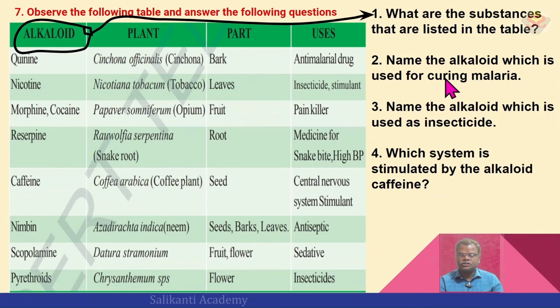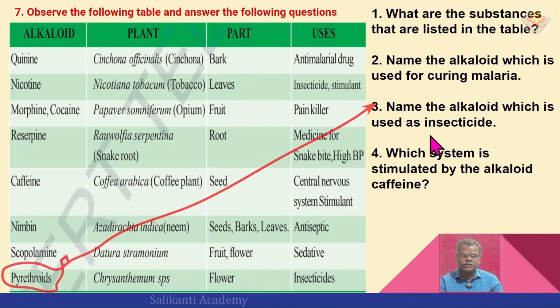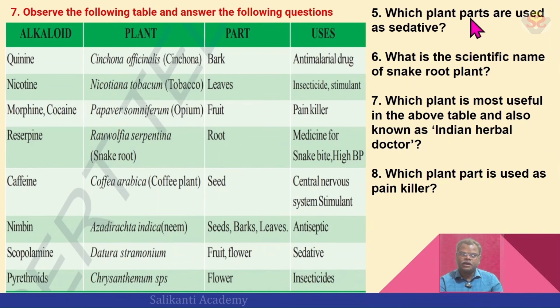Name the alkaloid which is used for curing malaria. Quinine. Name the alkaloid which is used as insecticide. Pyrethroids. Which system is stimulated by the alkaloid caffeine? Central nervous system stimulant. Which plant pods are used as sedative? Morphine, cocaine, fruit pod used as sedative.